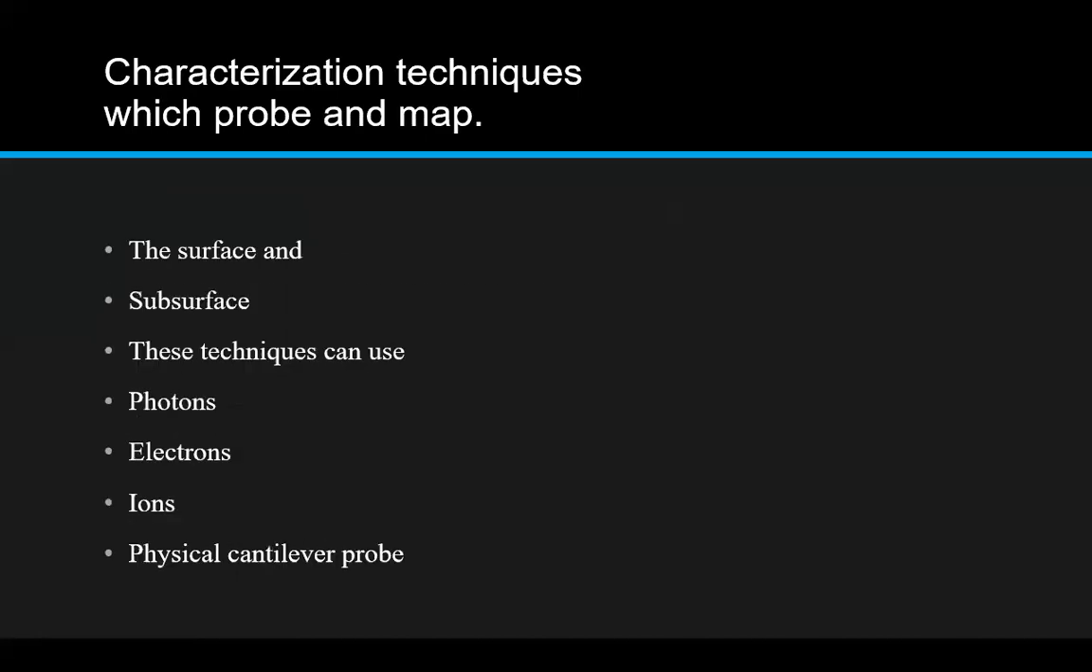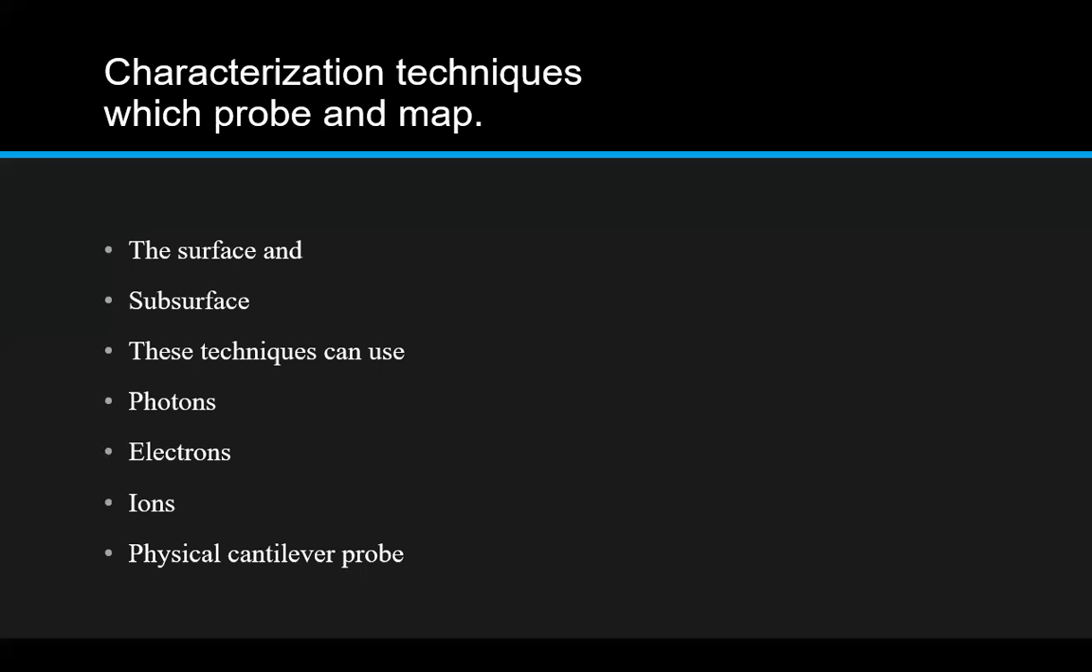These are characterization techniques which probe and map. These techniques can use photons, electrons, ions, and physical cantilever probes to gather data about the sample structure on a range of length scales, applicable on both the surface and the subsurface.